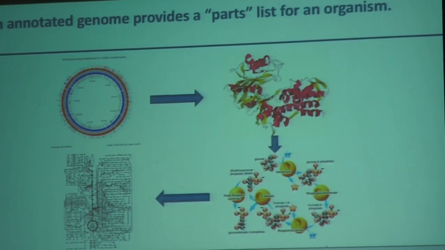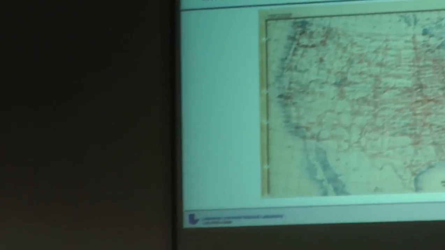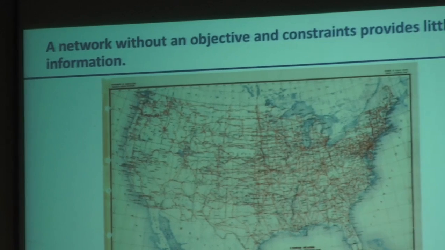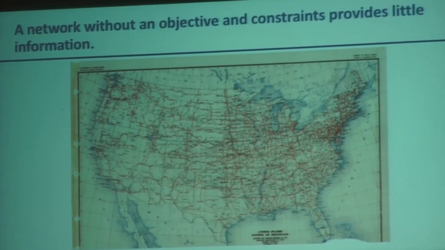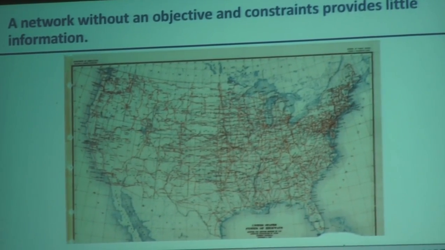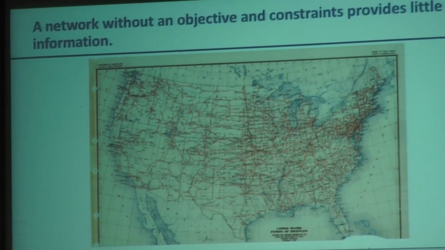Now, sometimes when I'm trying to describe this to my friends, at this point they say, so now what? To be honest with you, I usually think of what the reconstruction gives you as something like the highway map of the United States. By itself, it really doesn't tell you much. You need to have a question, an objective, and you need to put constraints on it to get some sort of information out of it.